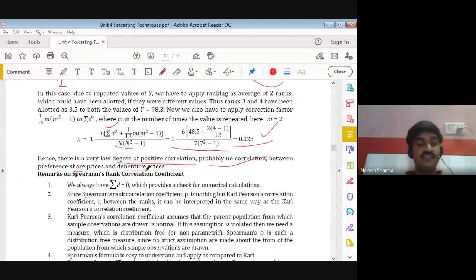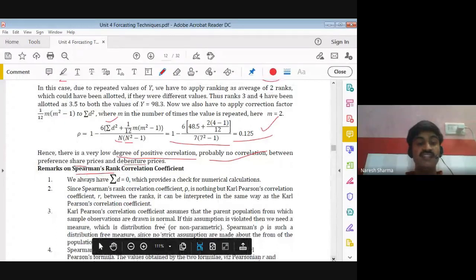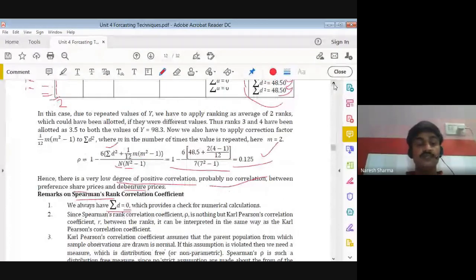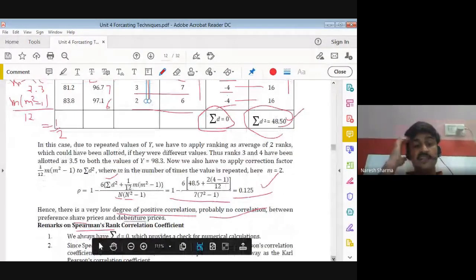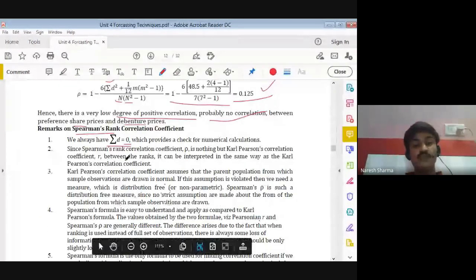There are a few points, a remark on the Spearman rank correlation. Always summation d, sorry, not d square, summation d, is always 0. You may see in your examples, this is always 0. Also, you can calculate rank correlation and Pearson correlation both. It's your choice, right? Both are the same kind of thing.